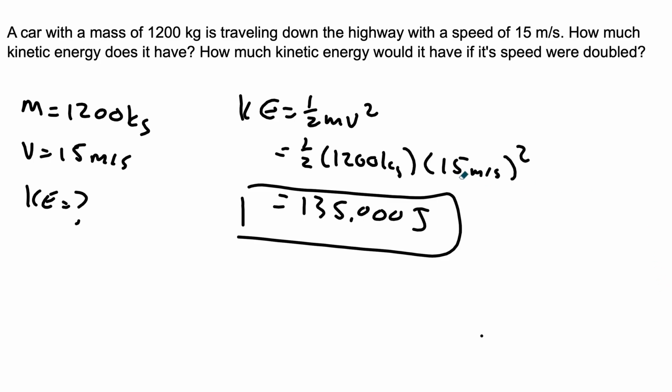Now, if I double the velocity, that would go to 30 meters per second. And if you punch that in your calculator, what you're going to find is that you'll get 540,000 joules of energy. That's 4 times this amount. Because if you double the velocity, you quadruple the kinetic energy.